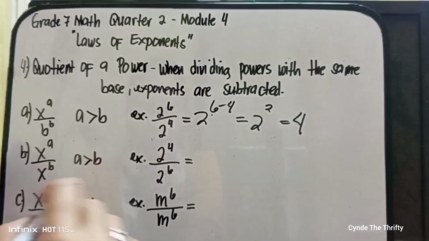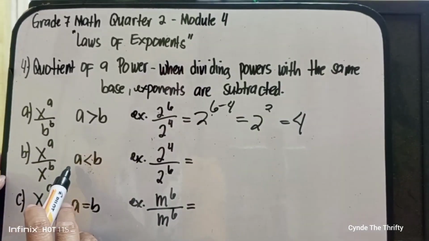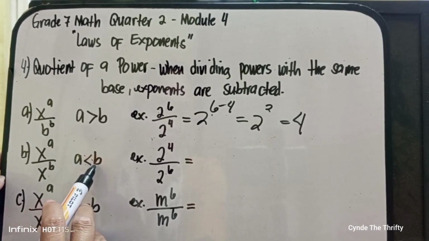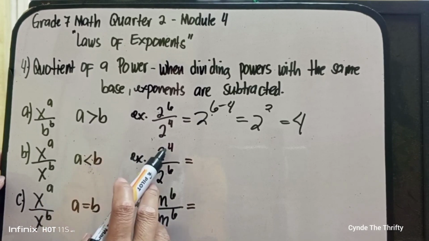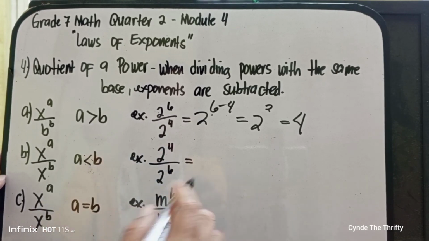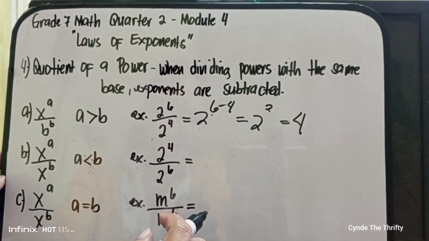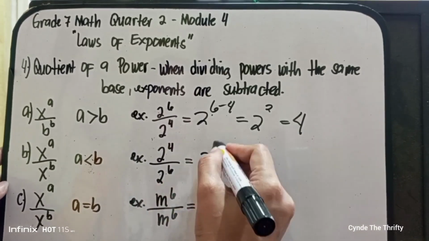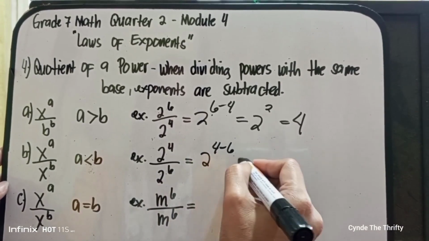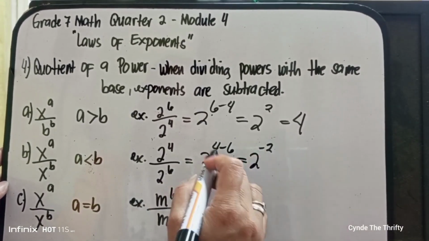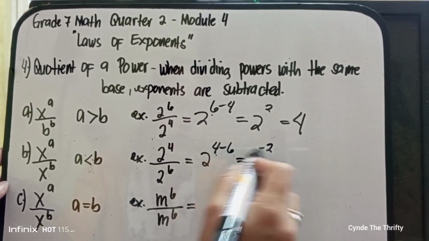Another instance is kapag ang exponent ng ating numerator is mas maliit kaysa sa ating exponent ng denominator. So, for example, 2 raised to the power of 4 divided by 2 raised to the power of 6. So, ang gagawin natin, subtract pa rin natin ang ating exponents pagkatapos. So, that is 4 minus 6 is equal to 2 raised to the power of negative 2, kasi 4 minus 6 is equal to negative 2.